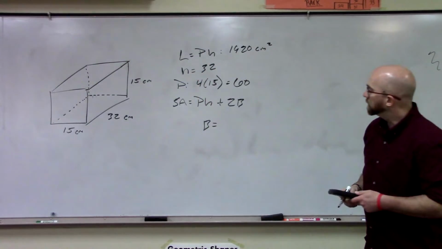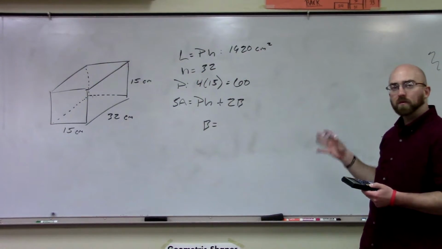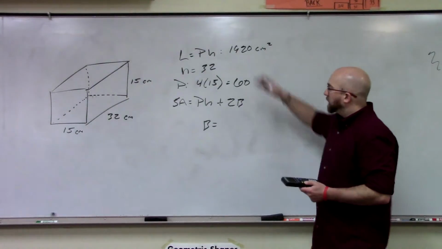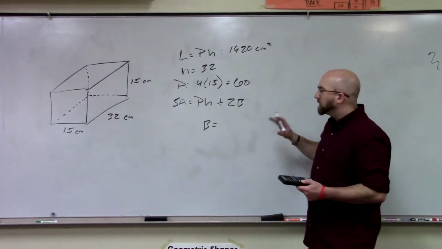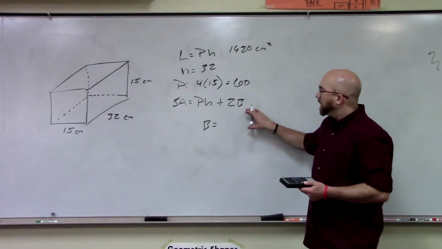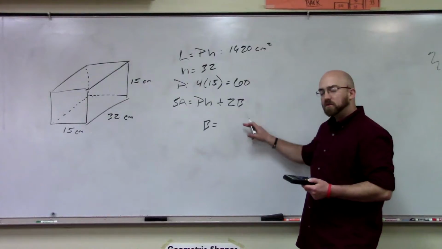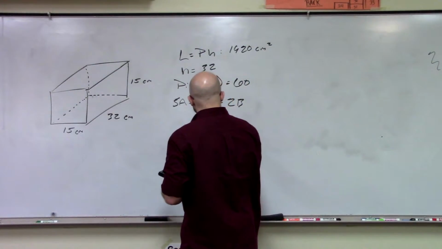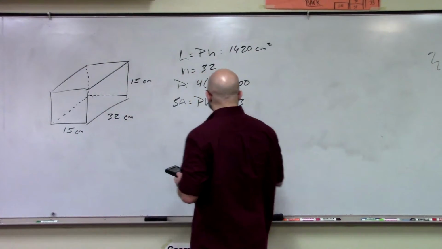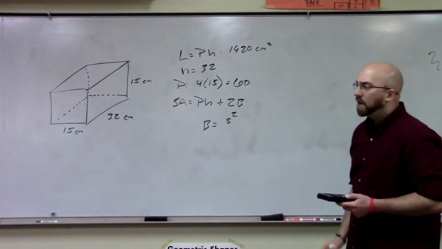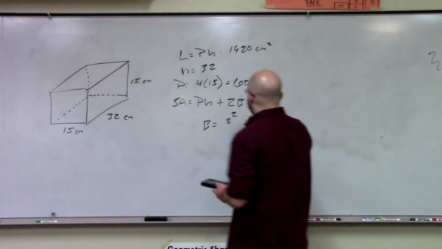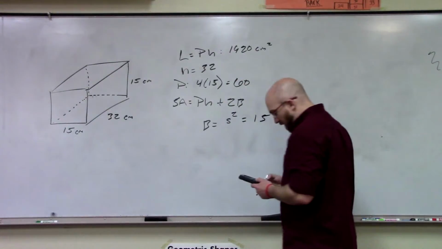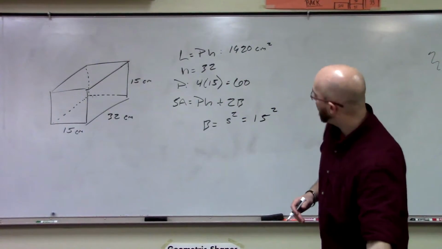All right? Moving along. See, it is pretty quick. Once you get the hang of it, hopefully it becomes quicker for you. Again, label everything out. It makes your life just a little bit easier. I need to find B. B in this case is a square. So the area of a square is S squared. That's a little small, sorry. It's S squared. So in this case it's 15 squared, which is 225.